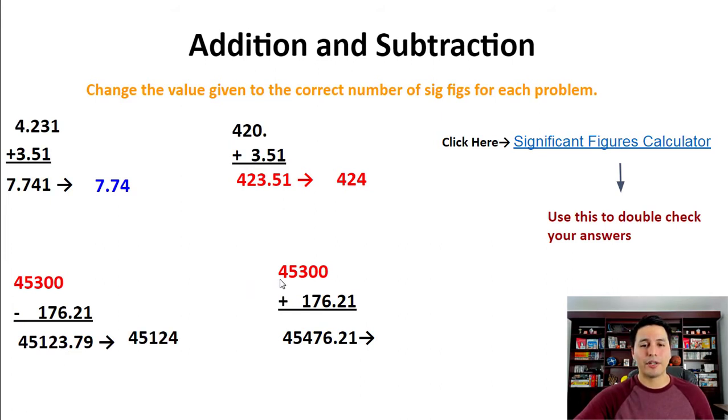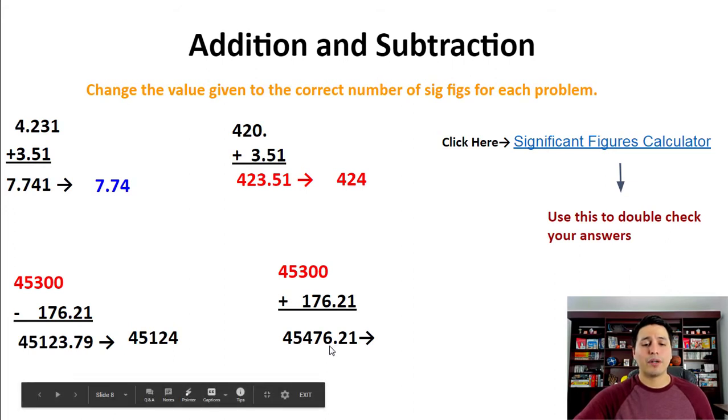Next, we have 45,300 plus 176.21. Now notice, there is no decimal point present again, so we're going to round our answer to the closest whole number. So at this point, it's going to be 45,476. We're going to stop here and look to the right. In this case, it's less than 5, so our final answer would simply stay as 45,476.